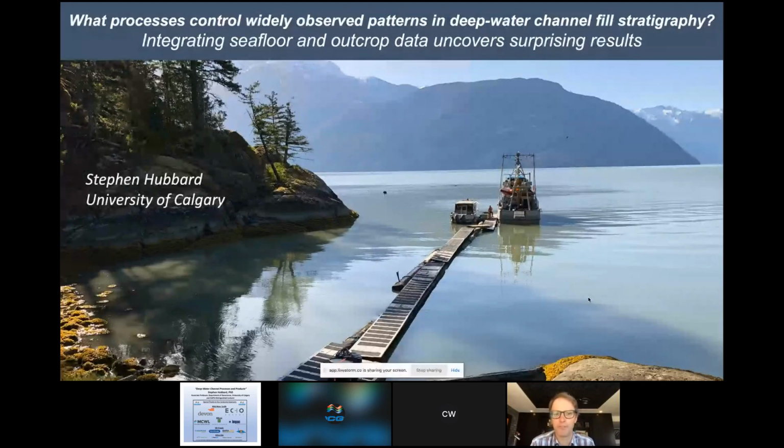I love talking about deep water sedimentary systems, and today's talk is entitled "What Processes Control Widely Observed Patterns in Deepwater Channel Fill Stratigraphy." It's a journey over the last 10 years, thinking about some work I've done in outcrops, and then being inspired by new ideas from seafloor surveys. The picture here is from Butte Inlet in westernmost Canada, in British Columbia, a fjord where I got a chance to monitor some modern turbidity current systems, as I'll describe.